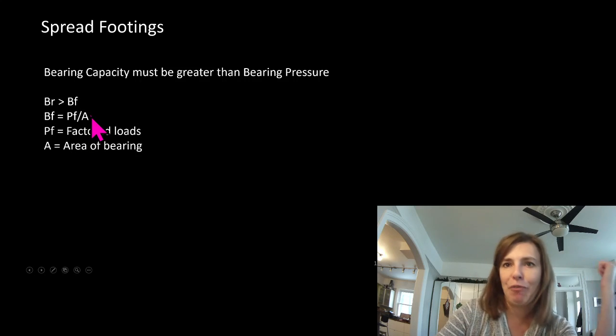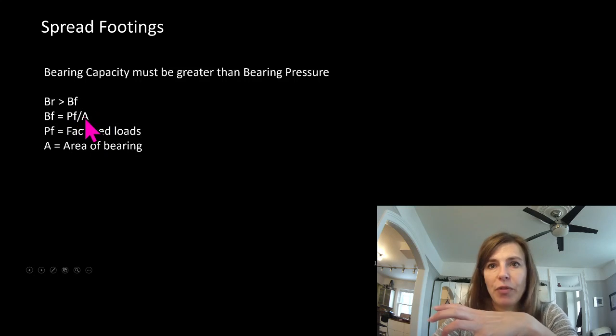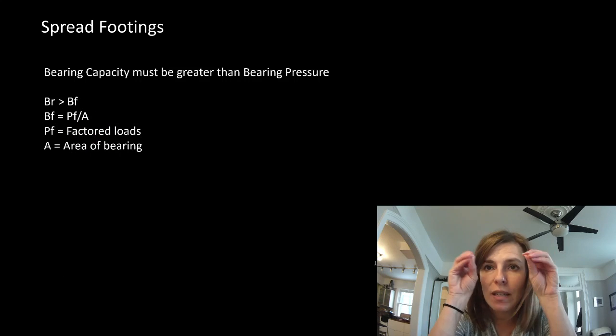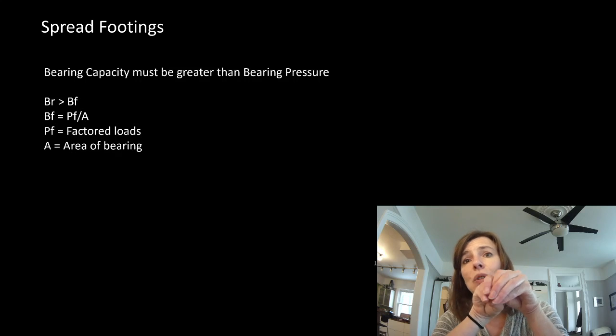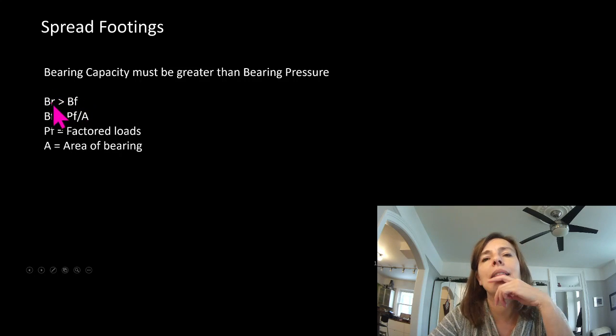Check a different area, see if BF is less than BR. We could just figure out what the perfect area is to get those two things as close as possible, because that's the most efficient, but still make sure this is just a tiny bit less than this.